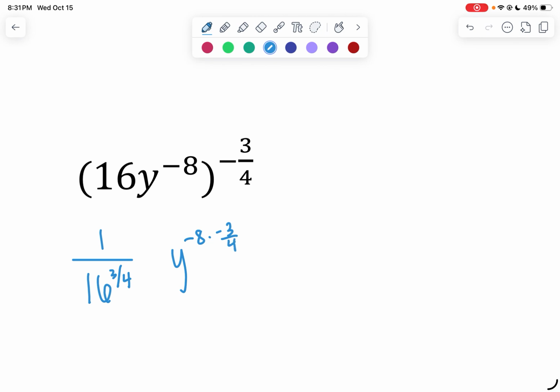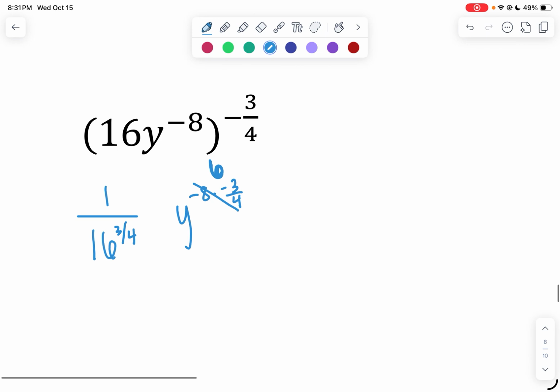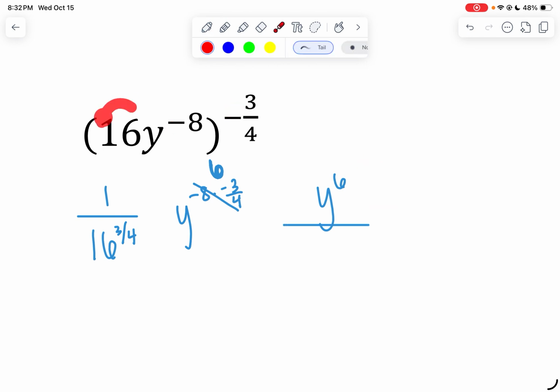And a power to a power, remember that you multiply. So negative 8 times negative 3/4 would be positive. 8 divided by 4 is 2 times negative 3, so we're positive 6. I think I said negative, but it should be positive 6. Okay. So what you really have here is y to the 6th power. The 2 negatives canceled out, so that should be in your numerator. Over the 16 went to the negative exponent. So that would be the 4th root of 16 cubed.